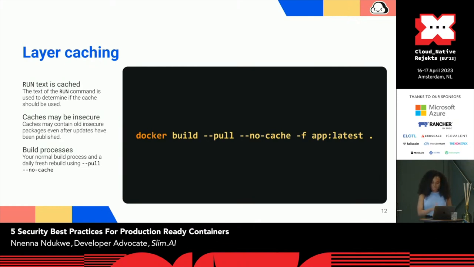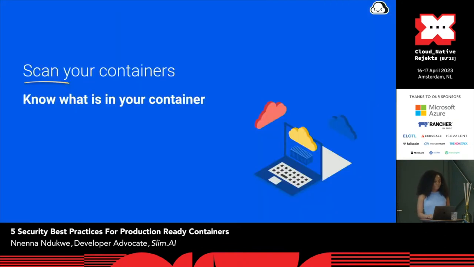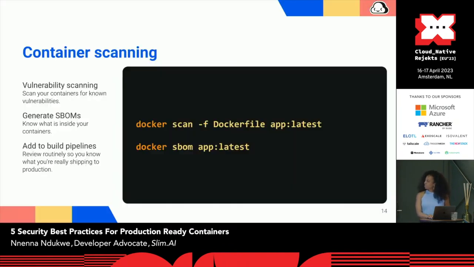But now that we've gone over that, we're going to talk about what is going on inside of containers. What we want to do is scan our container to know what's inside of it. One of the ways you can do that is by leveraging Docker commands, which go through vulnerability scanning and generate SBOMs in your production container. So Docker Scan and Docker SBOM, powered by Snyk and Syft.